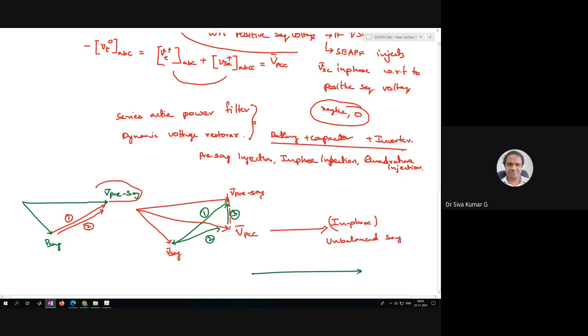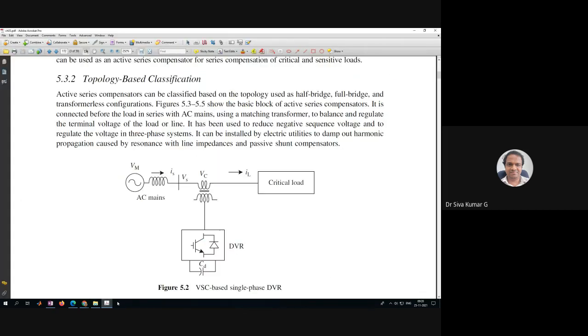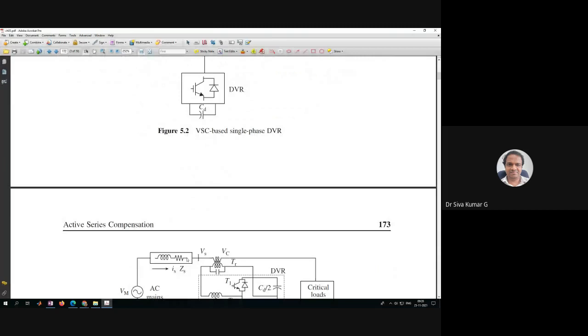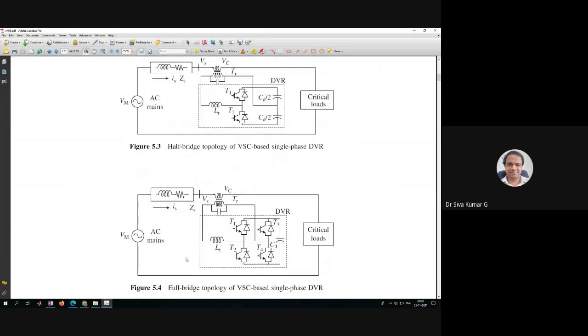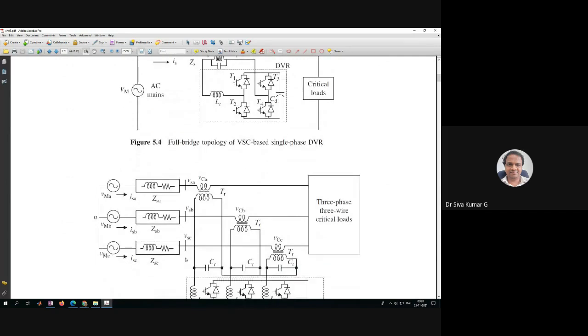It's almost two times, but obviously once the fault has been cleared, we are bringing back the pre-sag, so the zero crossing will be at the pre-sag condition. That is a very important thing if you do the injection with respect to the pre-sag. Yeah, this is about the half bridge, and this is about the full bridge. I request you please go through the textbook which I'm going to share today itself, after the class. Okay.